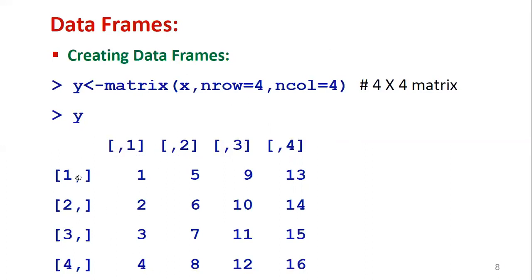takes 4 rows, with values 1, 2, 3, 4. Then the second column takes the remaining 4 values 5, 6, 7, 8. The third column takes the remaining 4 elements 9, 10, 11, 12. Then the fourth column takes the last remaining 4 elements 13, 14, 15, 16. So like that, the matrix is created by using the vector.